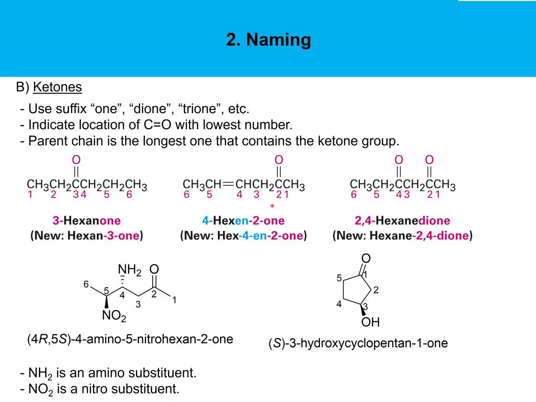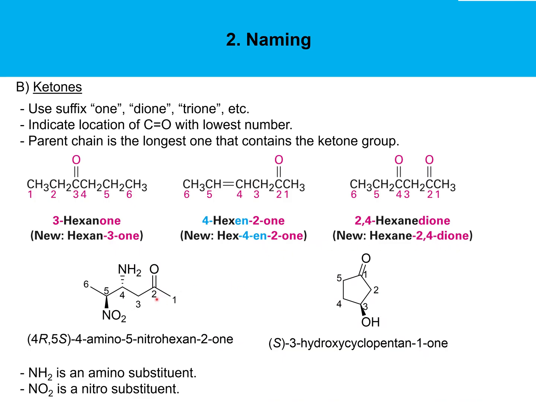In the next example, we have both an alkene and a ketone. The ketone would be the highest priority functional group here. So we would number this from right to left, meaning the ketone will be on carbon 2, the alkene is on carbon 4. So we name this hex-4-ene-2-one. On the next one, we have 2 ketones, and there are 6 total carbons. So this is named as hexane-2,4-dione.